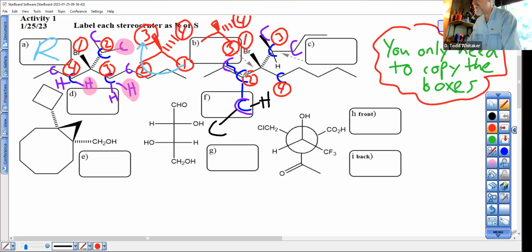1 and 2 are switching. 2's now on top. 1 is here. And it's R again. It's clockwise. I will show you. 1 connects to 2, connects to 3 in a clockwise fashion.